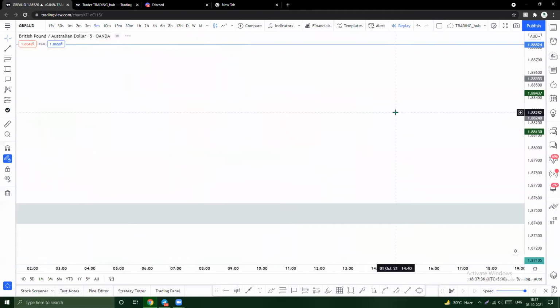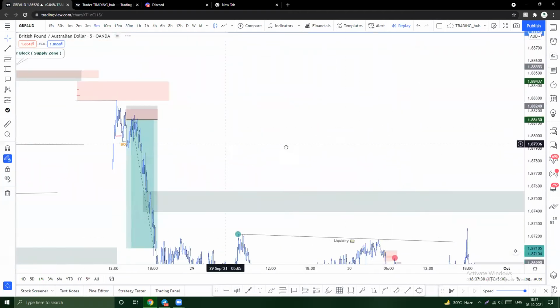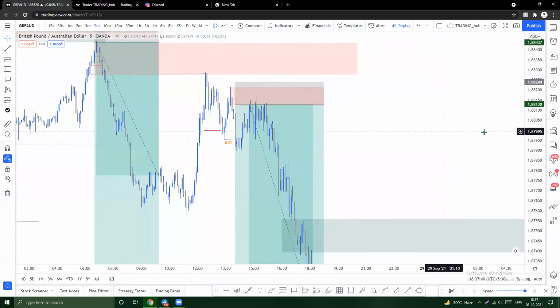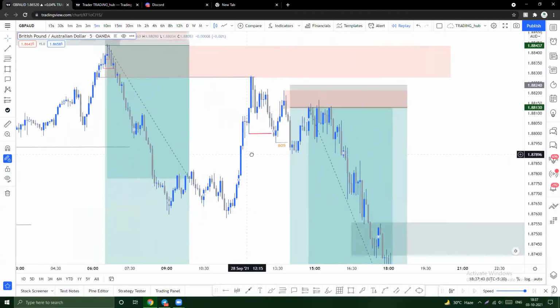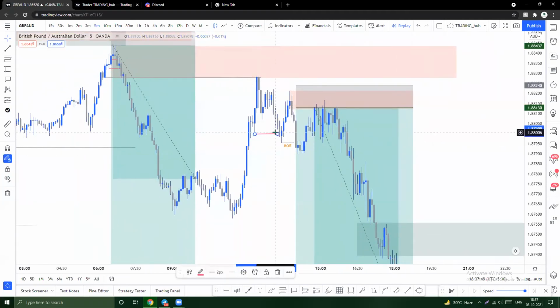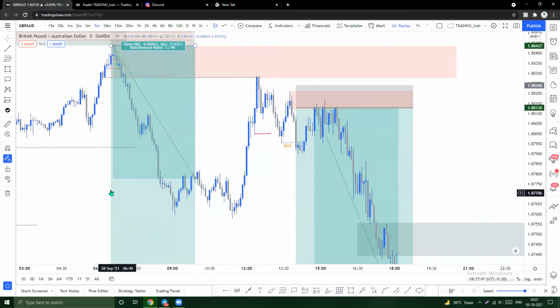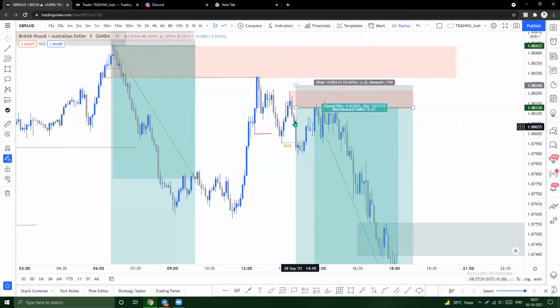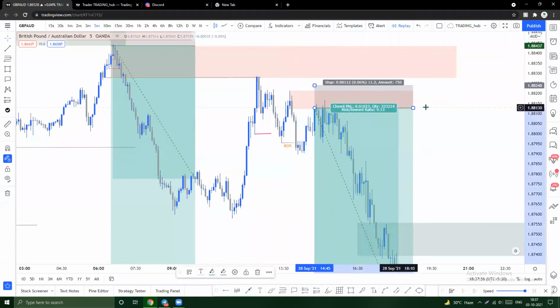So now move on to the 5-minute structure. What I see here: this was my first change of character at this point. Next one is a break of structure, which is here. And then I see this bearish order block, which is here, right?